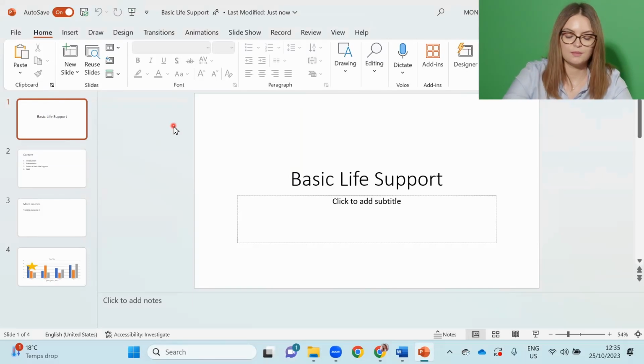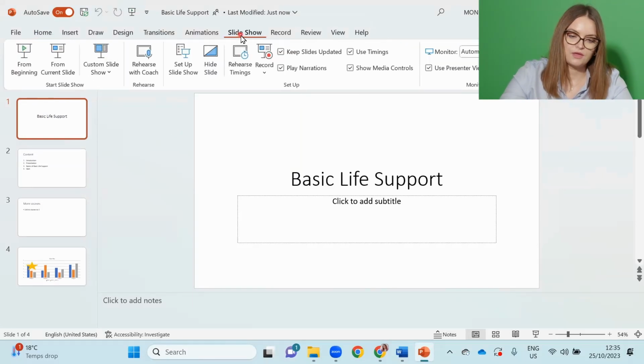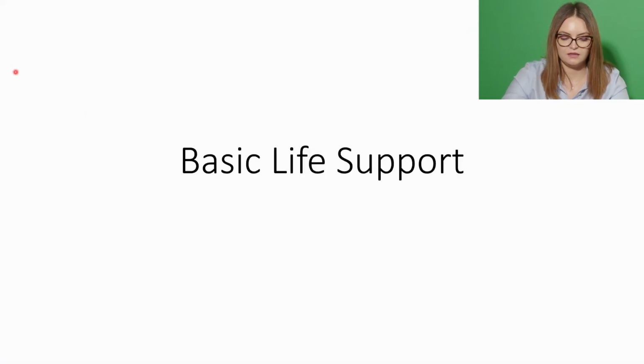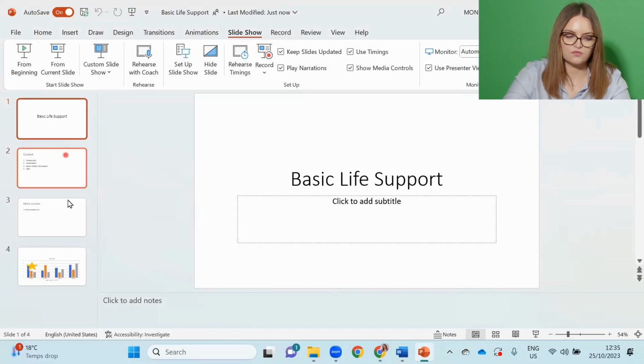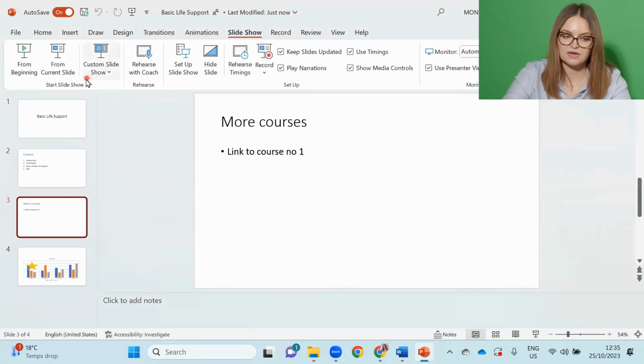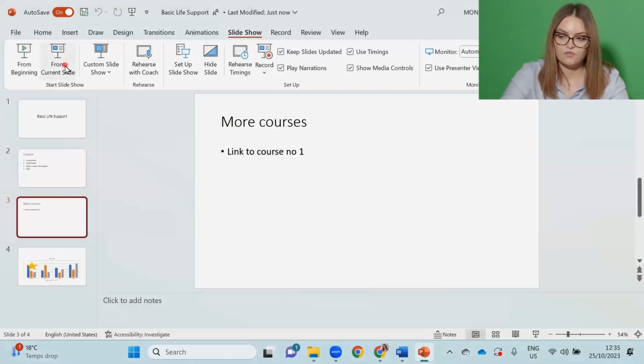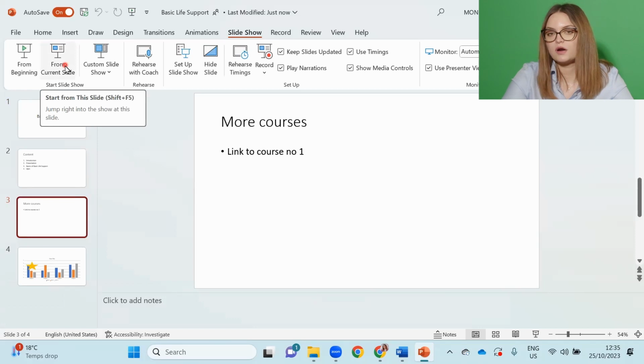On the Slide Show tab here, you can do the following: start from the beginning if you want to start from the first slide, or if you do not want to start from the first slide and you want to start from the slide that you currently are on, you just click that option. And if you want to give your presentation to people who are not there, you can just click present online.